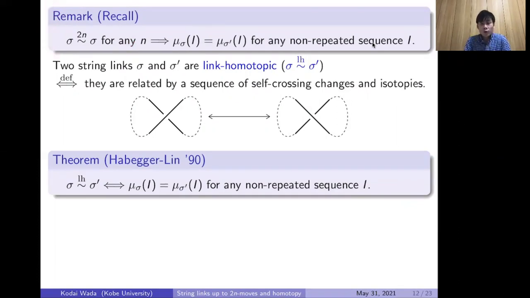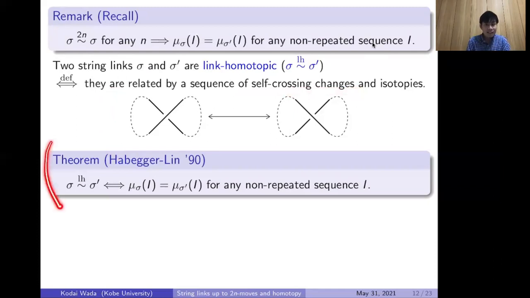Here we introduce link-homotopy. We say that two string links sigma and sigma prime are link-homotopic, denoted by this, if they are related by a sequence of self-crossing changes and isotopies. A self-crossing change is a crossing change involving two strands of a single component.